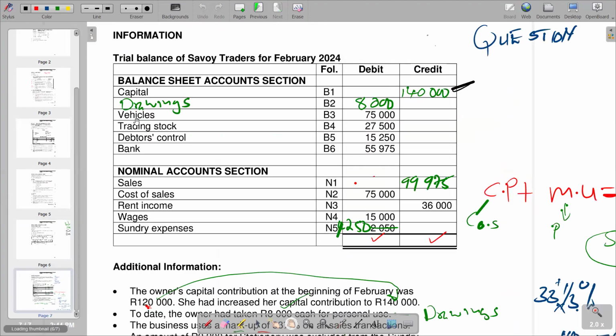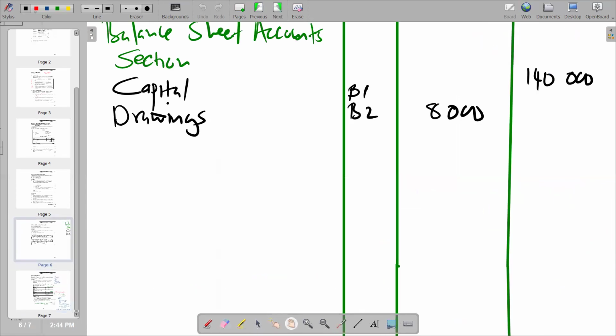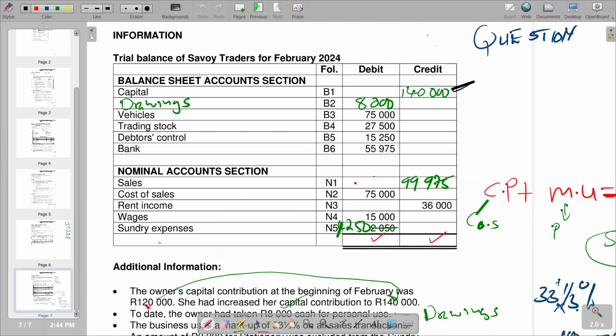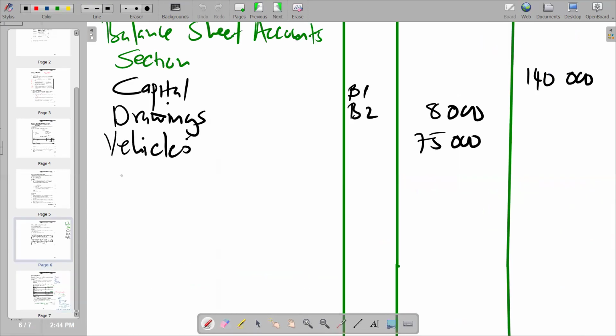So the next item that we're having, we've got vehicles 75,000. So we are just going to present it as that: vehicles, we have 75,000. And then from there, we go to the next one, which is now trading stock 27,500. So we have our trading stock 27,500 on the debit side.